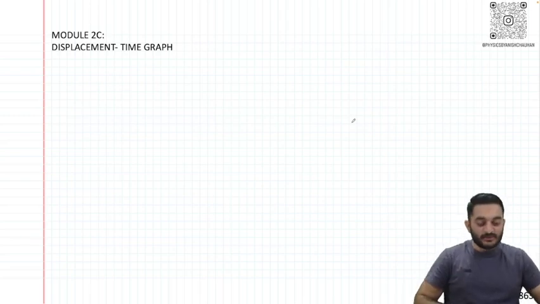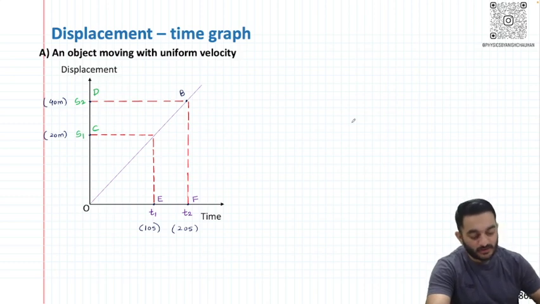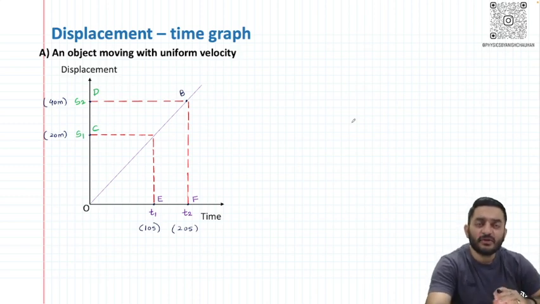Hello guys, this is model 2C and we will see the displacement time graph over here. Now look here, when I see a displacement time graph and this is an object moving with a uniform velocity, so we know that whenever there's a uniform velocity graph, you are going to have a straight line.